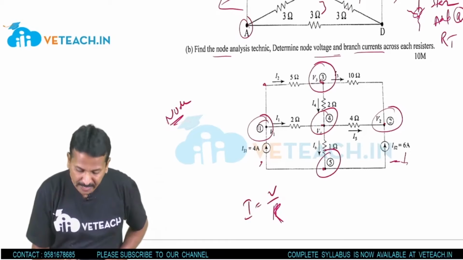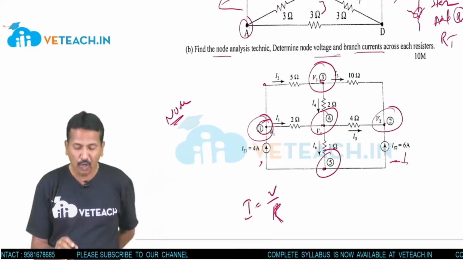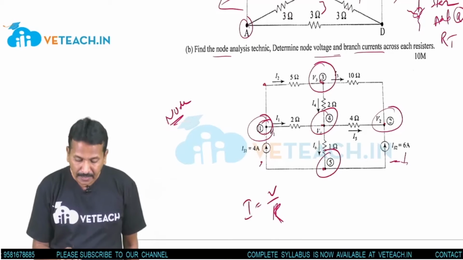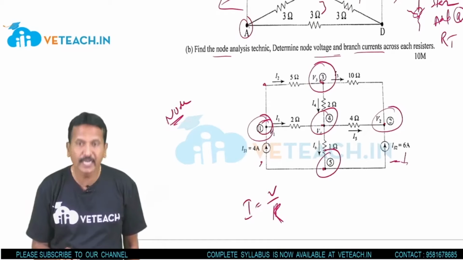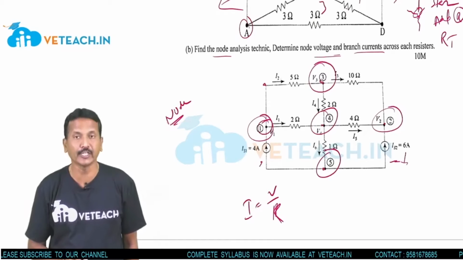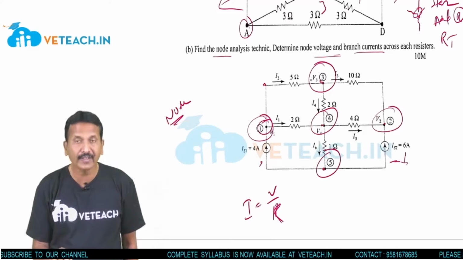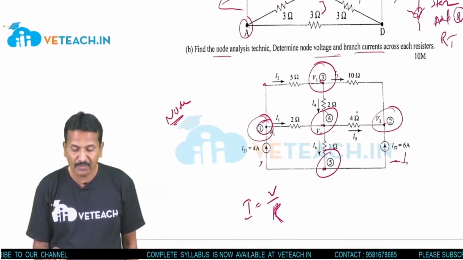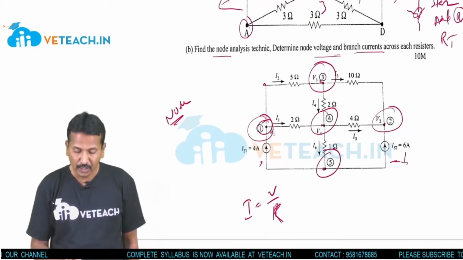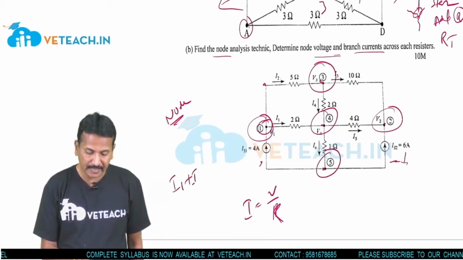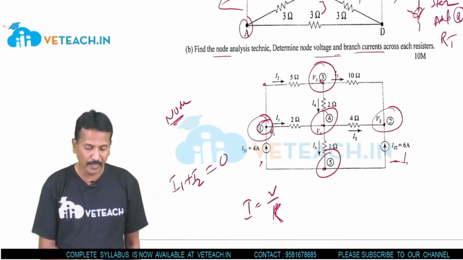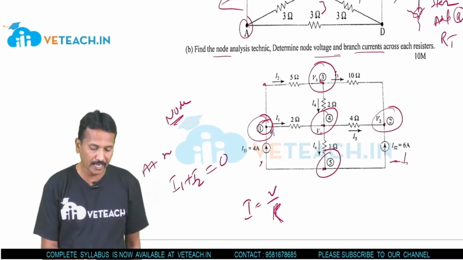Now students, see at node 1, how many currents are coming here? Here I1, this is I2. Now only two currents are there, I1 as well as I2. Are those coming towards the node? No, those are away from the node. So what do we get here? I1 plus I2 is equal to 0 at node 1. You have to write like this.